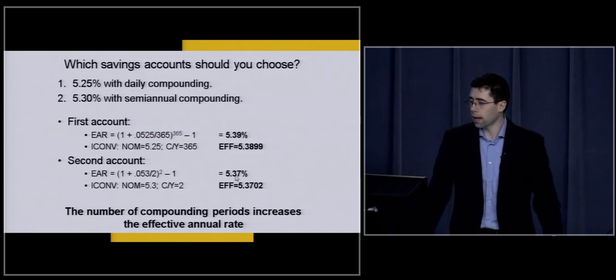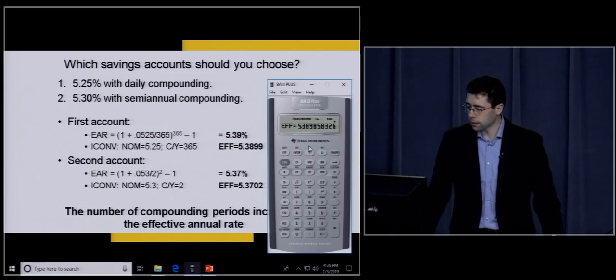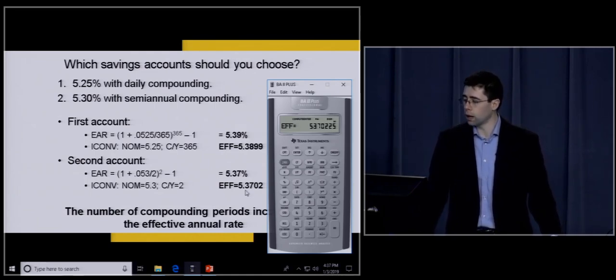If we wanted to do that on the BA2 calculator, all we would have to do is set our APR, or nominal rate, as 5.3%, or 5.3. Go down to C/Y and hit 2, Enter, and then scroll up to EFF and hit Compute. And we get exactly the number that I reported here, 5.3702 and change.